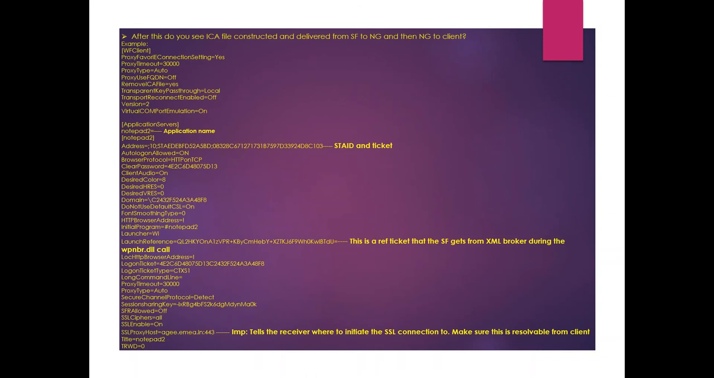And after this, StoreFront will create an ICA file. If you can see the things noted here, these are the main points you should see in an ICA file. First, the application name, which I clicked, notepad.2. Then the ticket number that StoreFront gets from the XML broker during this. And the SSL proxy tells the receiver where to initiate the SSL connection to.